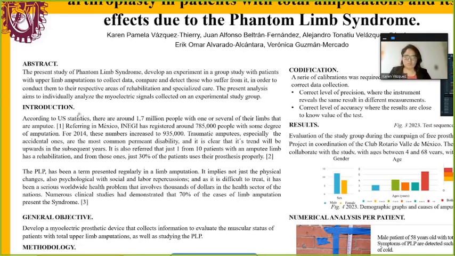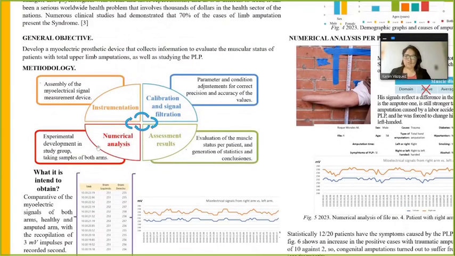The syndrome of the phantom limb, called the PLP, has been a term presented regularly in limb amputation. It implies not just physical changes, but also psychological, social and labor repercussions. It is difficult to treat, and it's a serious worldwide health problem. The general objective of the study is to develop a myoelectric prosthetic device that collects information to evaluate the muscular status of the patients with total upper limb amputations, as well as studying the PLP.